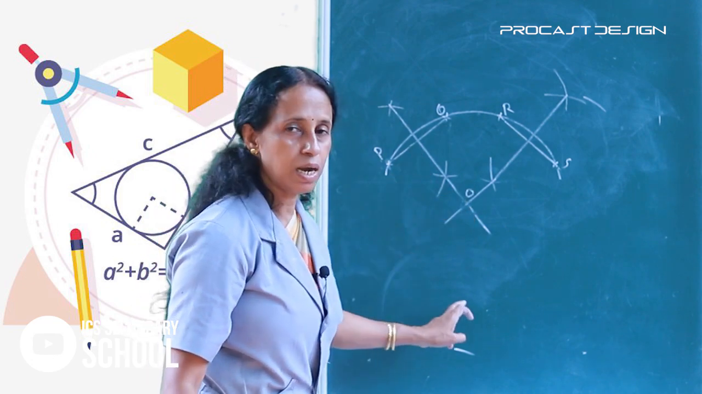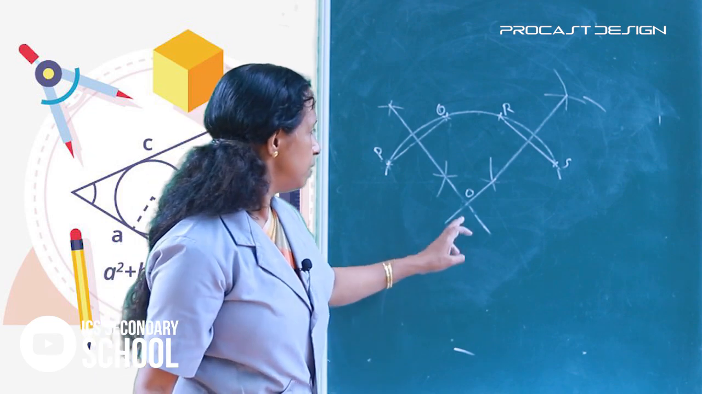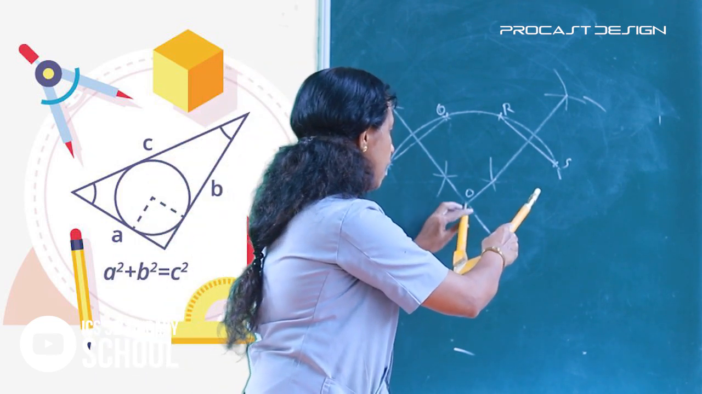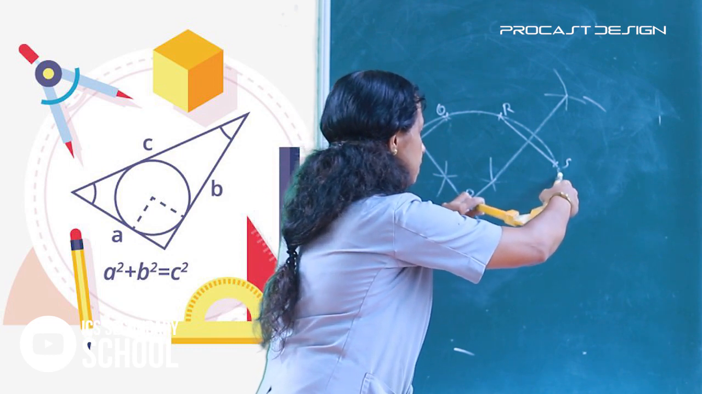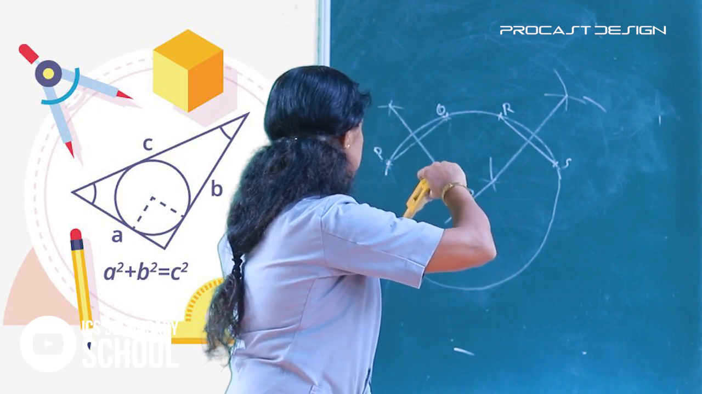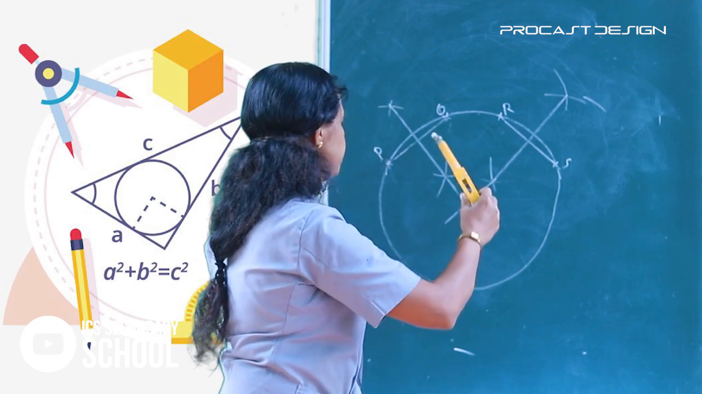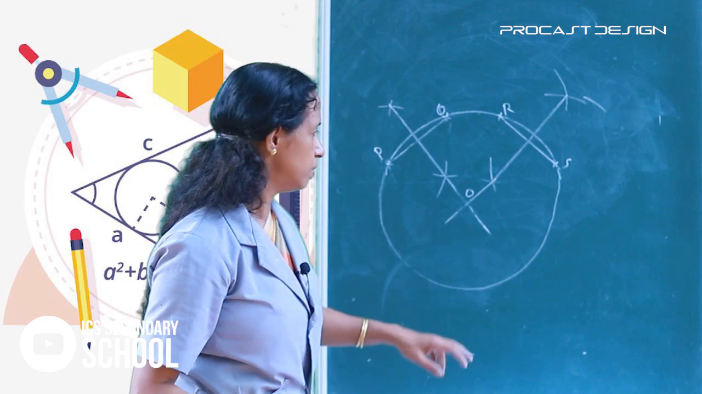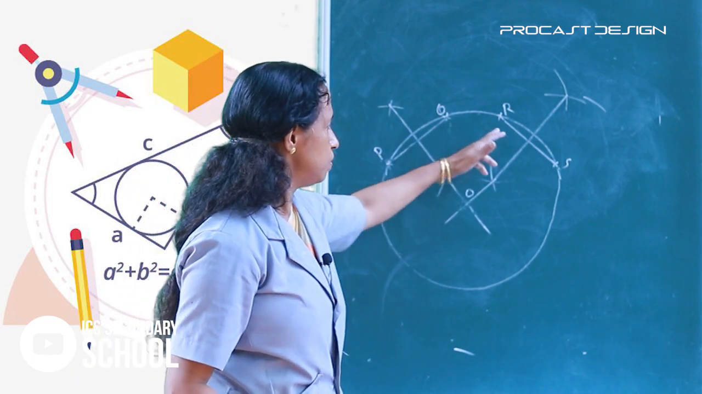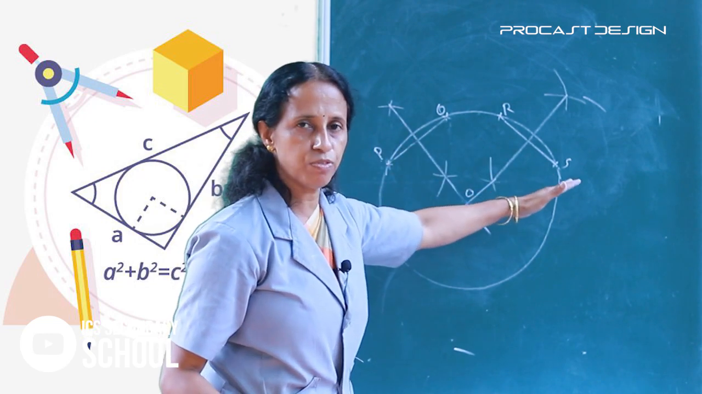So, we can complete it. This is the center, and now complete the circle. This is the center of the circle, and PQ and RS are chords of the circle.